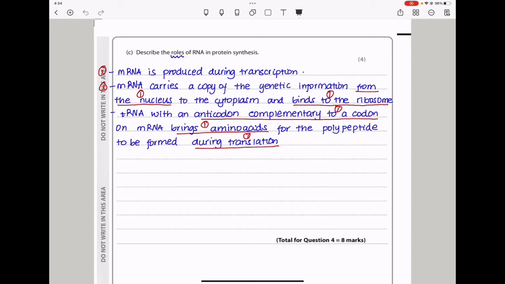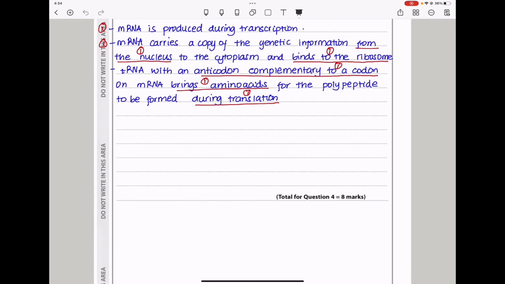If you want, you can talk about the idea that this is a condensation reaction when the polypeptide is being formed. So this brings us to the end of question 4. Let's continue to question 5.